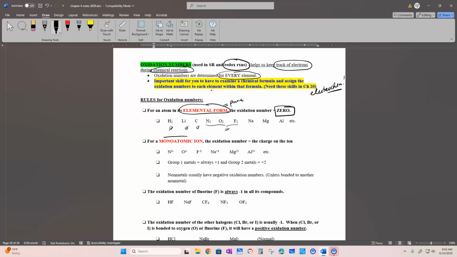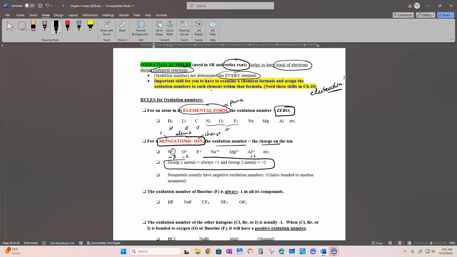What if you have what's called monoatomic? Well, the word mono means one. Atomic, element. Ion means a charge. That means the oxidation number is the charge that you see on paper. I see nitrogen -3, so because I physically see that -3, the oxidation number is -3. I see O -2, which means -2, and so forth. Aluminum +3, +3.